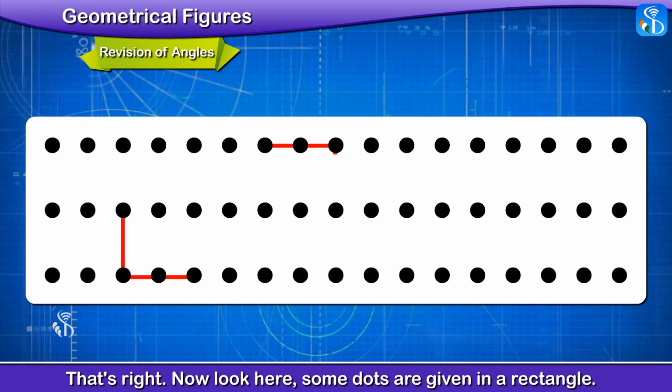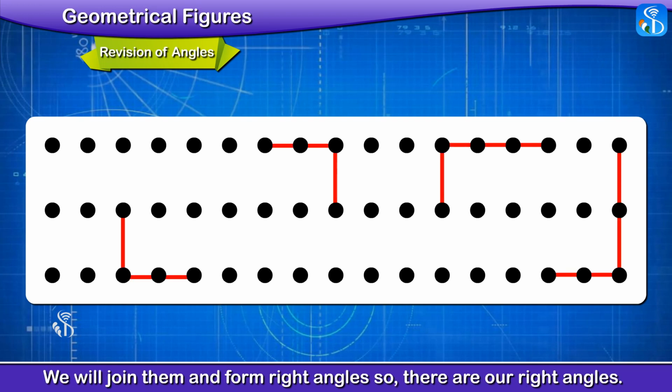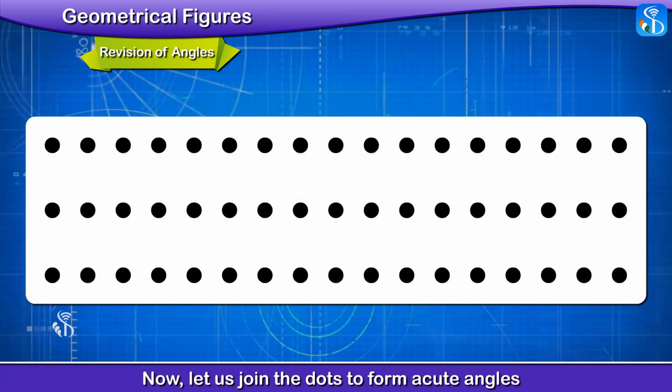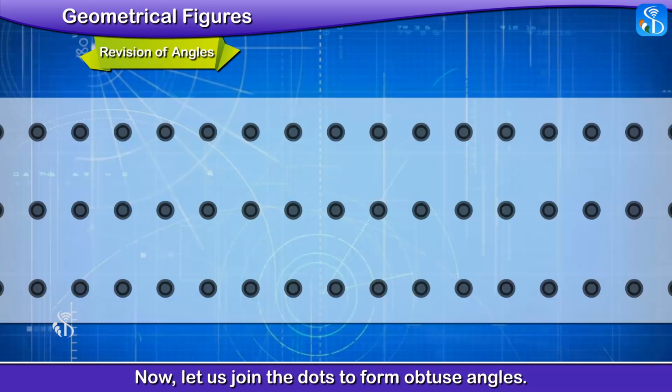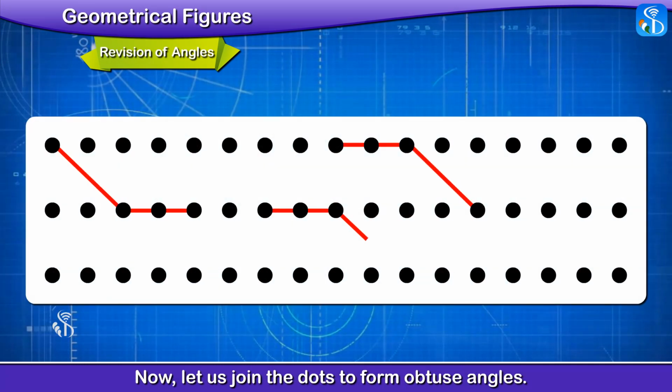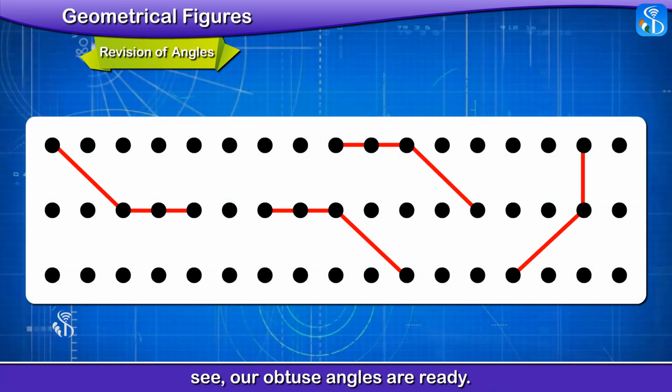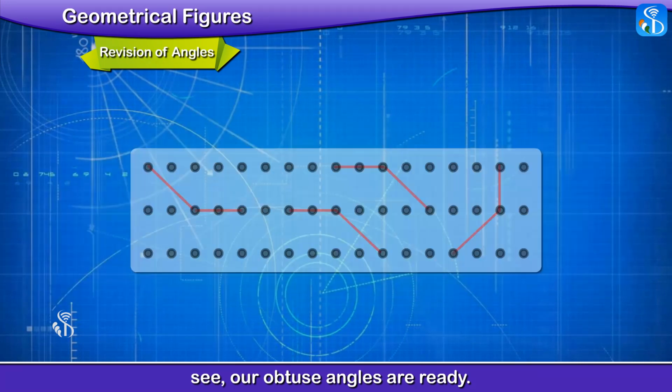We will join them and form right angles. So these are our right angles. Now let us join the dots to form acute angles. The acute angles are formed by these lines. Now let us join the dots to form obtuse angles. And see, our obtuse angles are ready.